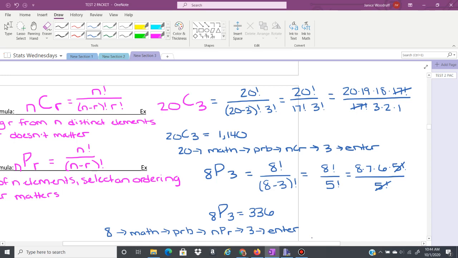And that's pretty much it for 4.6. We're not really going to go much more than that. So it's pretty simple.